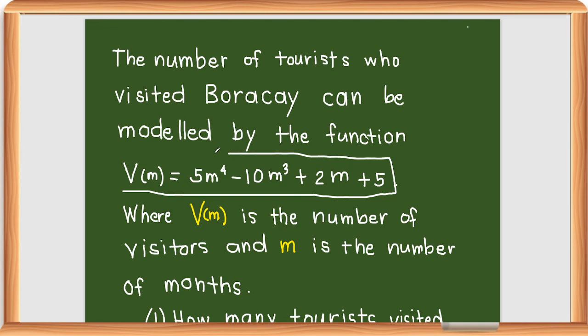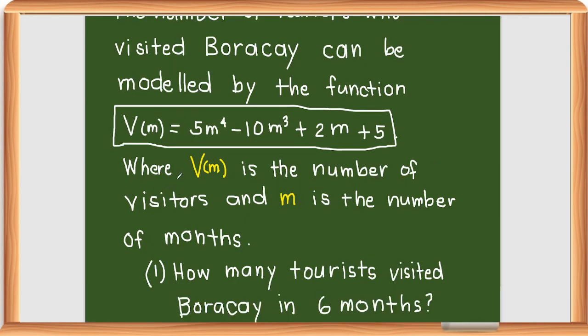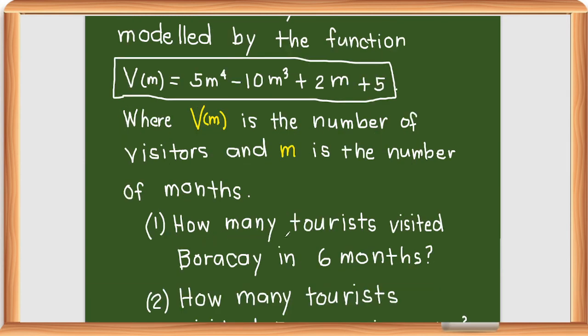This is the equation of your function, because of course, when they graph the visitors they have recorded, all year round. Now, here, the V is the number of visitors and M is the number of months, in this equation. Now, the question: how many tourists visited Boracay in 6 months? Using this, the number of visitors is what we are looking for, and your M is 6 months. So you're going to put 6 here instead of M.